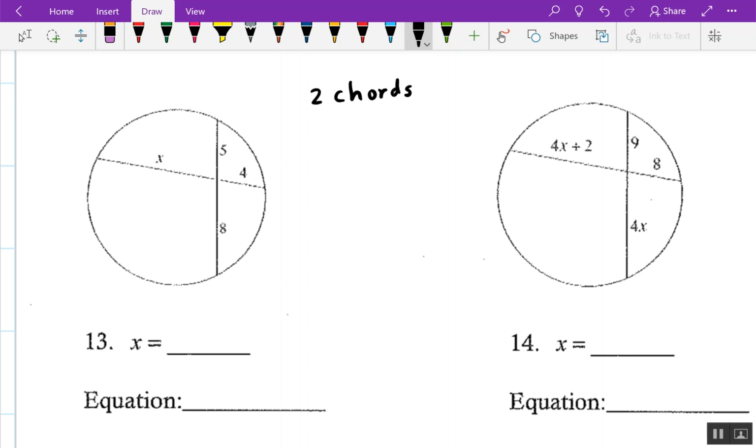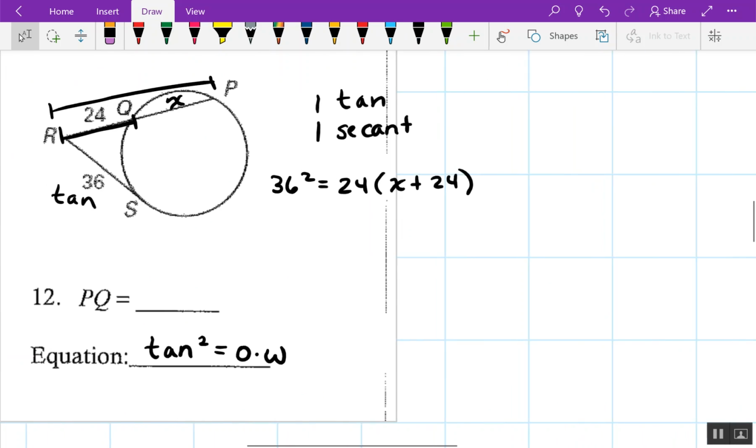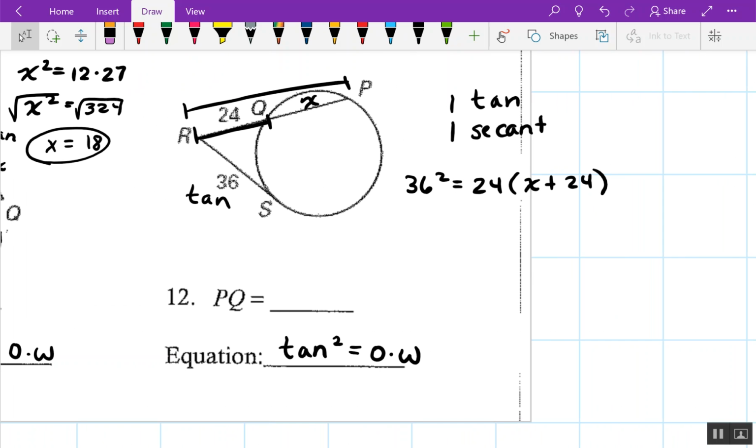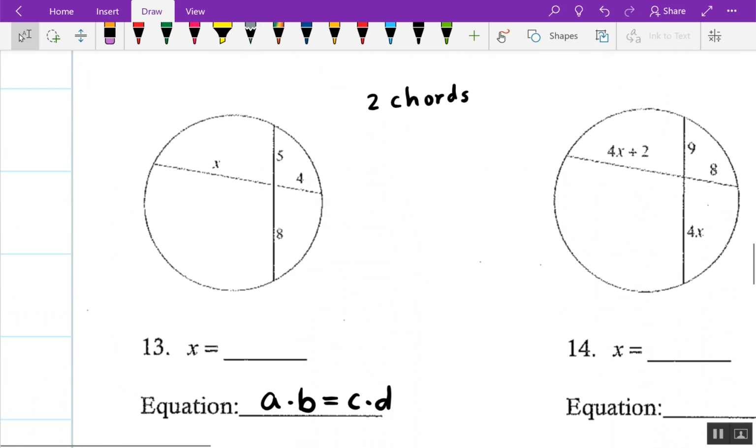Okay, so PQ on number 12, that's A times B equals C times B, correct? PQ is X, right? On number 12? I don't know the final answer because I didn't solve it. She's not asking for the answer. She's asking was PQ X because we had a 5 PQ. Yes, PQ is X. Okay. A times B equals C times B.